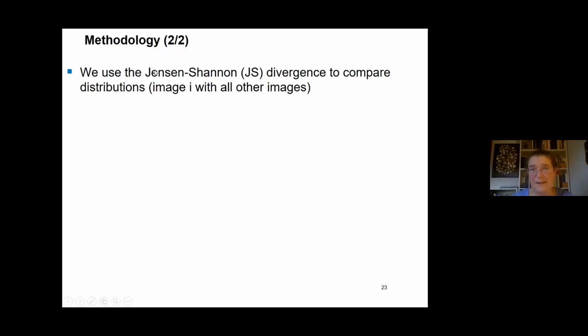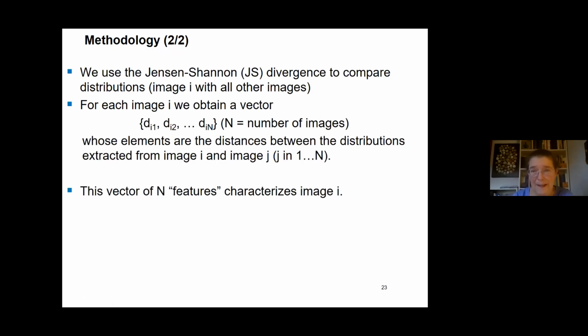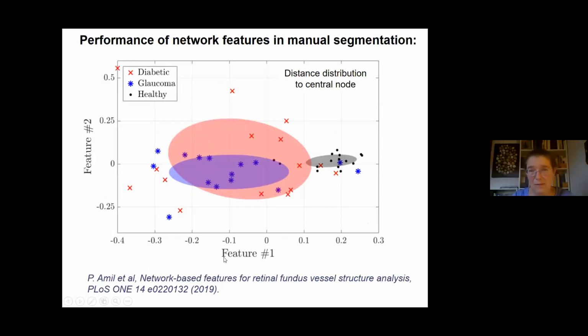if we use, again, the Jensen-Shannon divergence to compare distributions, we obtain, for each image, a vector depending on the distance between that image and all the others. And this vector of features characterizes the image. And then we apply the dimensionality reduction algorithm, which is known as ISOMAP. It's a very popular algorithm for dimensionality reduction. And then from all these large vectors of images, because we have, as I said, 15 times 3, 45 features, we reduce to only 2 features. And that's what we plot in the map.